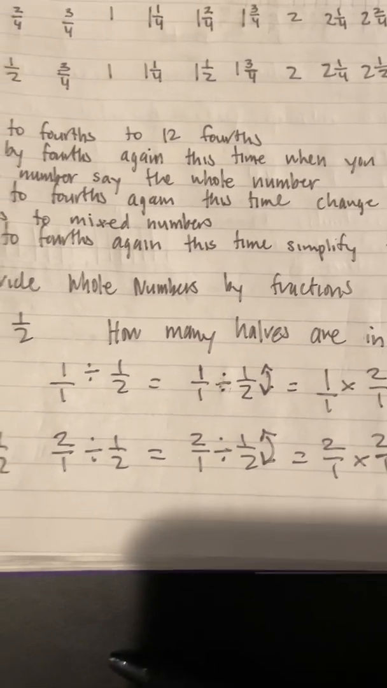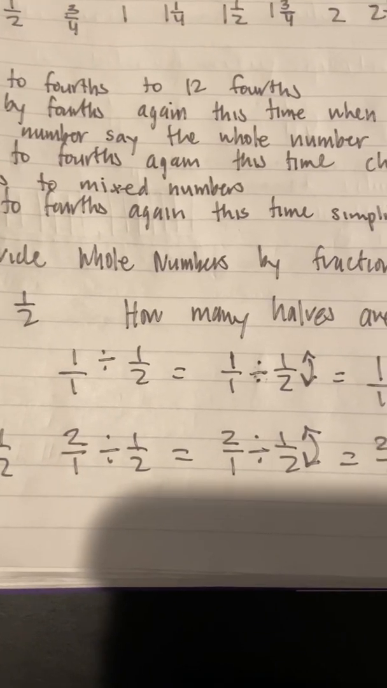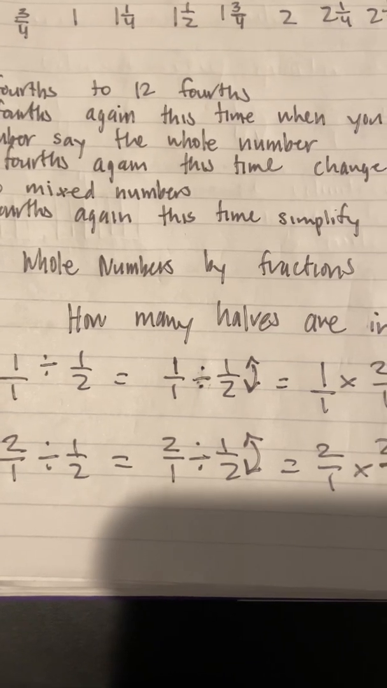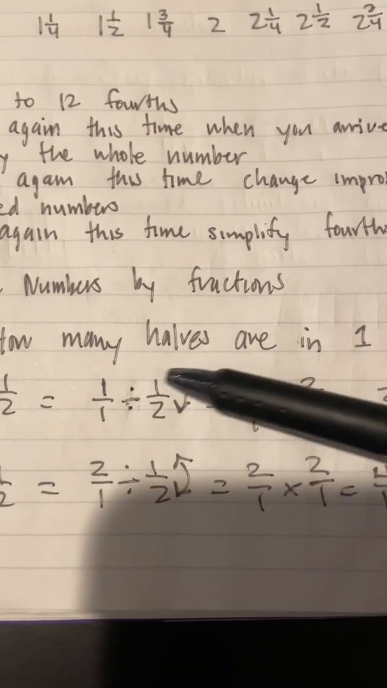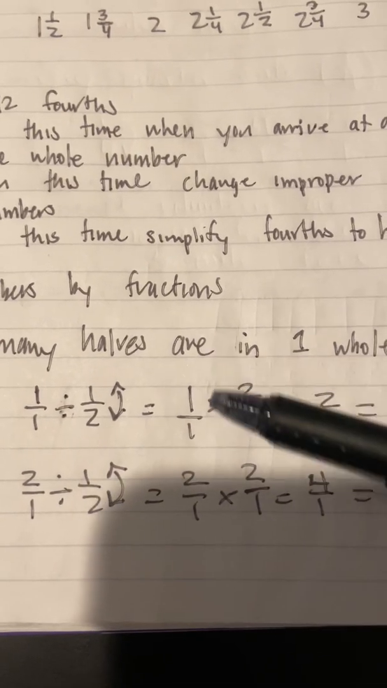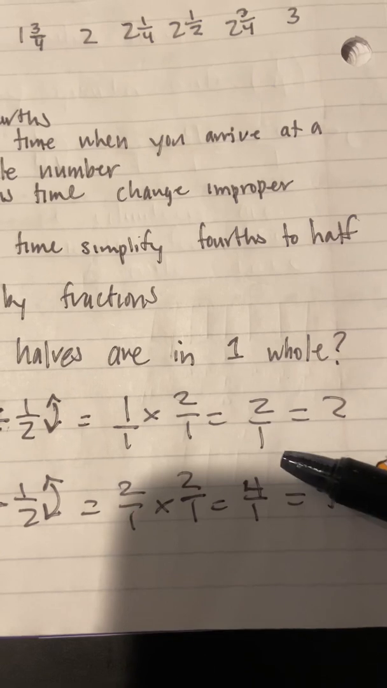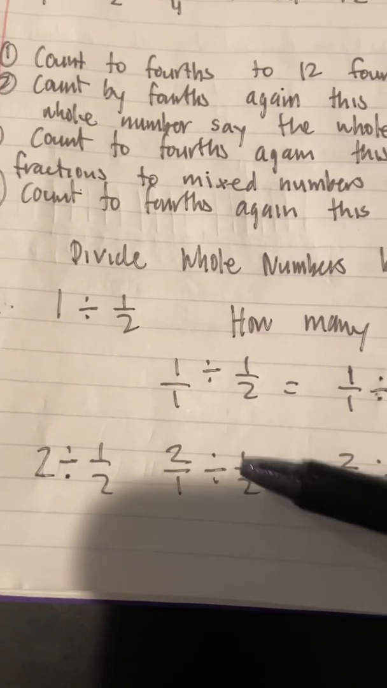Divide whole numbers by fractions. 1 divided by a half. How many halves are in 1? So it's 1/1 divided by a half. And again, like in the previous lesson, switch your division to a multiplication. Then you have to flip, or do the reciprocal of, the second fraction. So 1/1 times 2/1. 1 times 2 is 2. 1 times 1 is 1. So 2/1 equals 2.